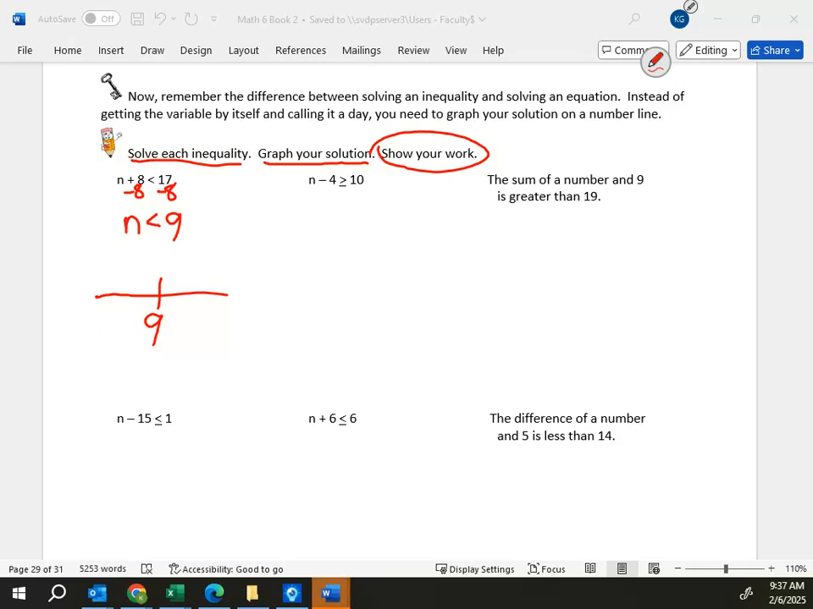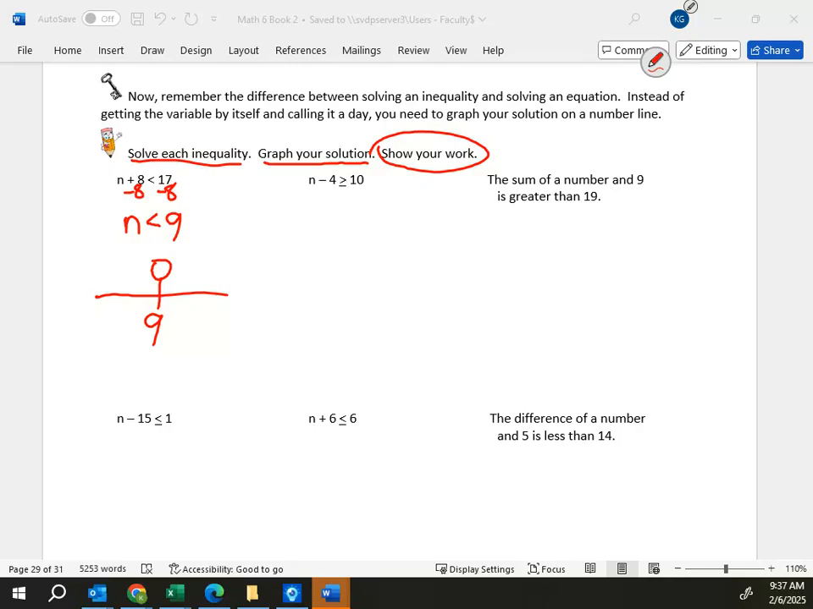You put a circle and open the close. Yeah, I make my circle. Is this circle going to be an open circle or a closed circle? What do you think, Nolan? Open, because it's not equal to. There's not that equal line underneath the less than. It's just less than. So it's going to be open.